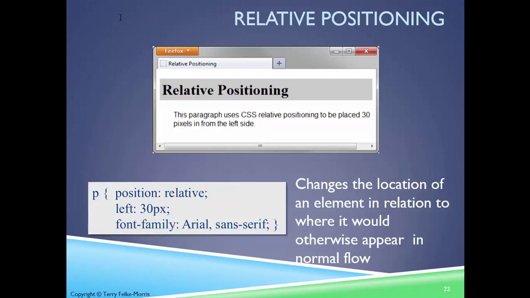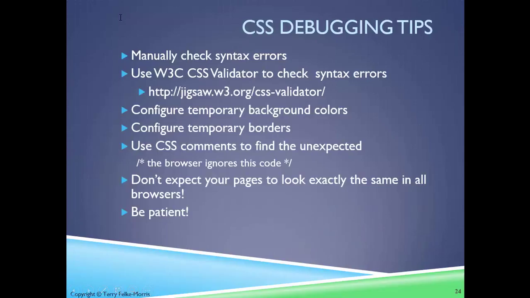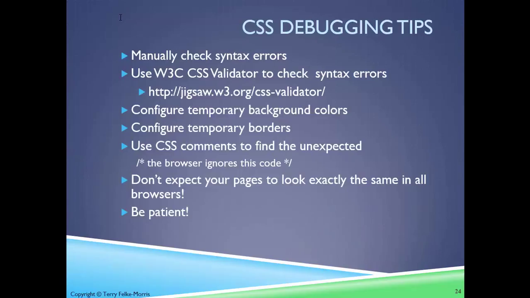Relative positioning. It's used to change the location of an element slightly relative to where it would otherwise appear. So if you want something, this is 30 pixels from the left, using relative positioning. Otherwise, this would have appeared all the way over on the end. Absolute positioning. Again, if you're following along, I'm on page 266. You precisely specify the location of an element outside of its normal flow in relation to its first parent. That will be right there, and it will never move, regardless of how big or how small your screen size is. There's a hands-on practice for this on 267, 268, and the chapter ends by talking about some debug tips.